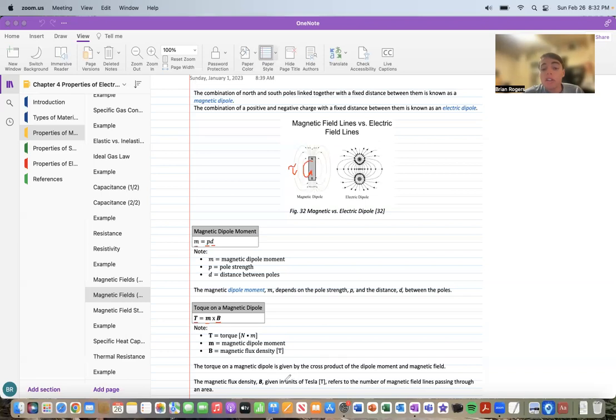Notice our magnetic flux density is going to be in units of Tesla, and as we'll see in a diagram, it basically refers to the number of field lines passing through an area. The magnetic flux density is the amount of lines we have going through a specific area. We see these two lines are going through this cross-sectional area A. So that's what the magnetic flux density refers to, how many lines we have going through a specific area.